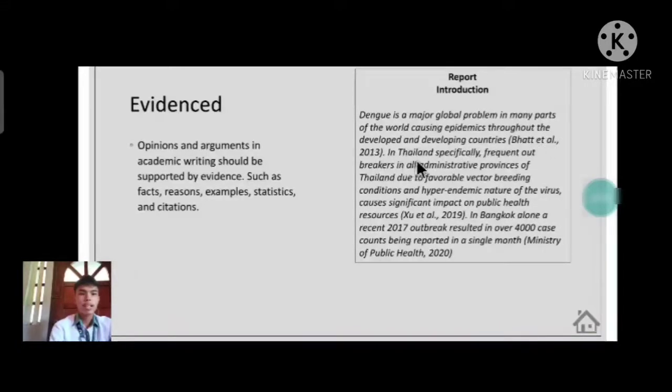2013. In Thailand specifically, frequent outbreaks in all administrative provinces of Thailand due to, so this is giving a reason, favorable vector breeding condition and hyper-endemic nature of the virus cause a significant impact on public health resources. Again, this is a fact and supported by citation, Su et al. 2019. In Bangkok alone, a recent 2017 outbreak resulted in over 4,000 case counts being reported in a single month. So this is a statistic and supported by a citation, Ministry of Public Health 2020.